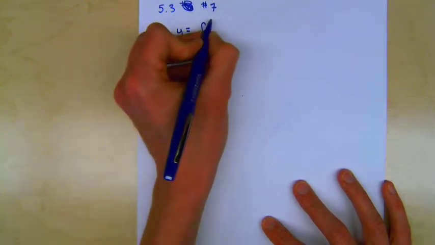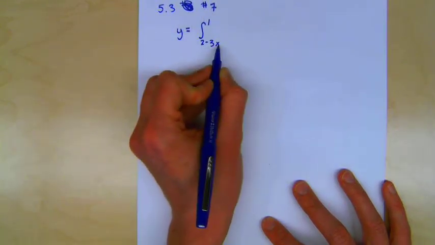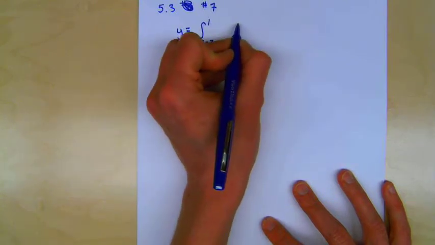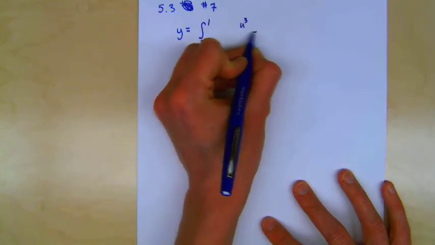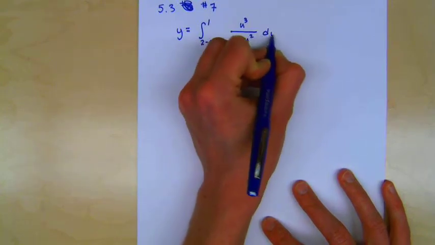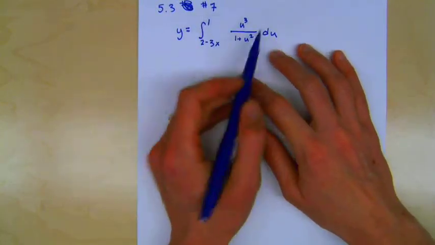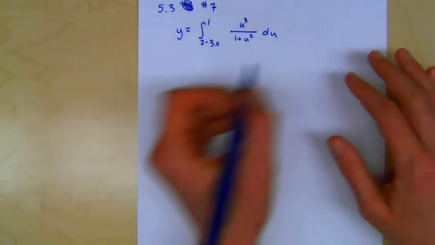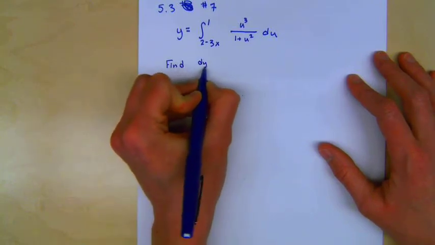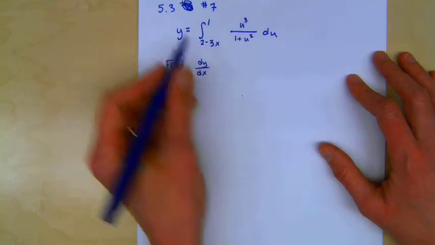So y is the integral, and the bottom of this is a function, and mine is written as the integral from 2 minus 3x to 1 of u cubed divided by 1 plus u squared du. The important thing with this is that we're going to apply the fundamental theorem of calculus. We want to find dy dx. So we want to take the derivative of this crazy function with respect to x.